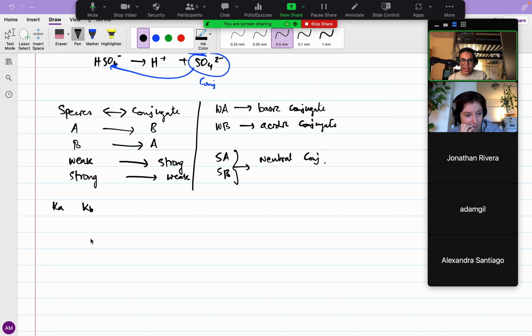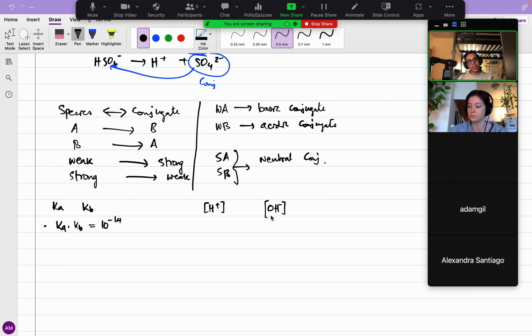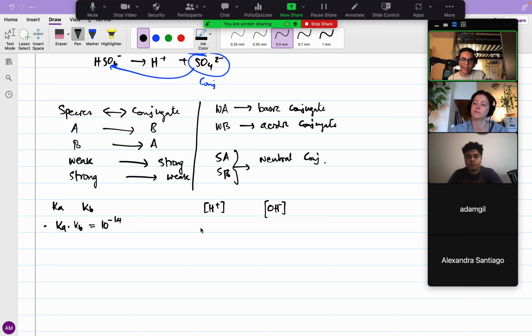So let's start with Ka and Kb. Ka is the equilibrium constant for an acid. Kb is the equilibrium constant for a base. And they're always related like this. If you take Ka and you multiply it by Kb, you get 10 to the negative 14. So that's the first one. This is the concentration of H+. This is the concentration of OH-, i.e. the molarity of H+ and the molarity of OH-. And similarly, if you multiply the molarities, you get 10 to the negative 14.